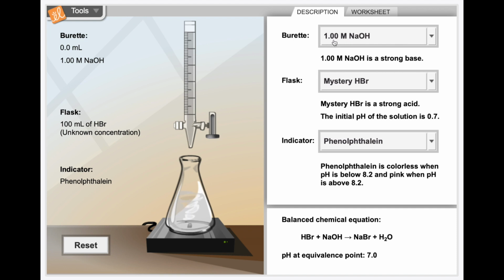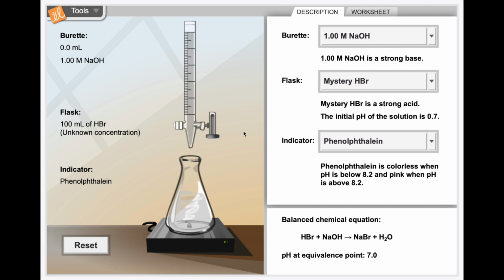So inside of our burette, we have 1 molar NaOH. Inside of our flask, we have mystery HBr. The mystery is the concentration. We have 100 milliliters of HBr, we just don't know its concentration. And there's an indicator inside the solution. In this lab, we're going to use phenolphthalein. So phenolphthalein has two colors: colorless when the pH is below 8.2 and pink when the pH is above 8.2.